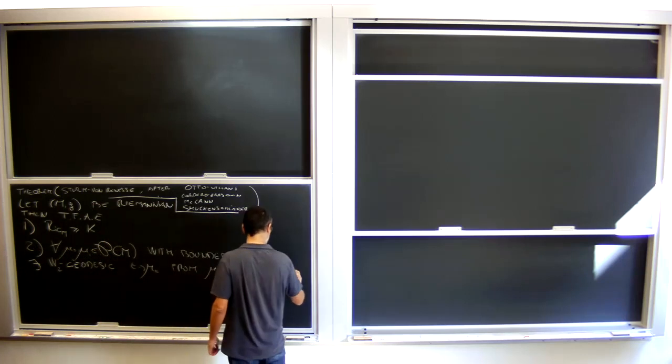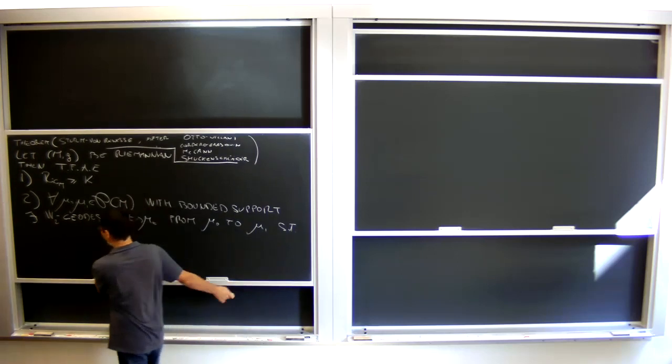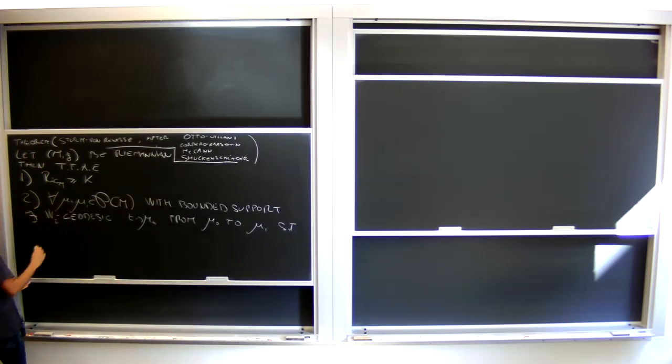Such that the relative entropy is K-convex along this geodesic. So the Boltzmann-Shannon entropy, let me write it this way.